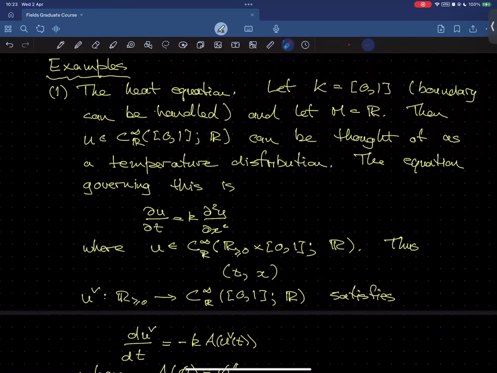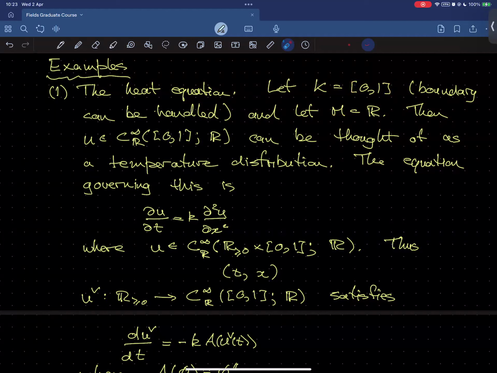But here's two examples of the kind of thing that I have in mind for this. The heat equation. Okay, so the heat equation is a common partial differential equation. So here I'm going to take my compact manifold K to be the interval [0, 1]. So we haven't really talked about this as a manifold because it has boundary, but you can deal with the boundary and it's not a big deal. And I don't want to make it into a big deal.